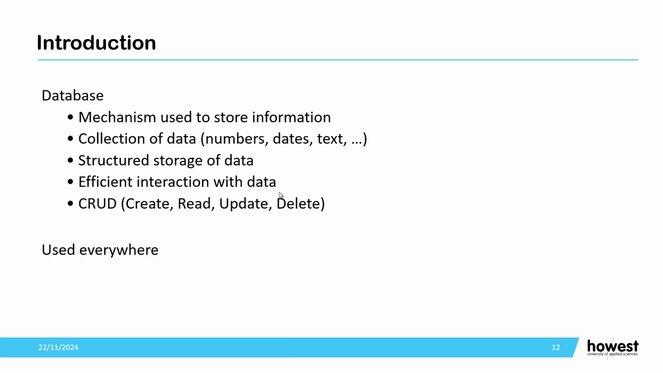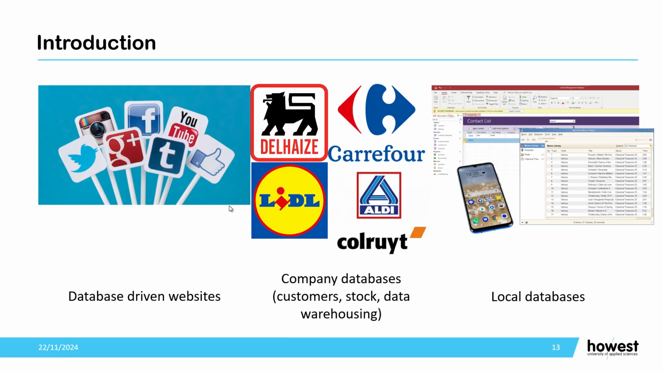And databases are used everywhere. Just a small selection: websites, almost every website you go to has a database behind it. Not all of them, but most of them. Warehouses, for example, have a lot of databases, not only of the products, but also of what the customers buy and so on. How can we make intelligent marketing for those customers?